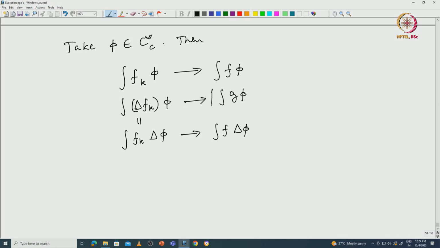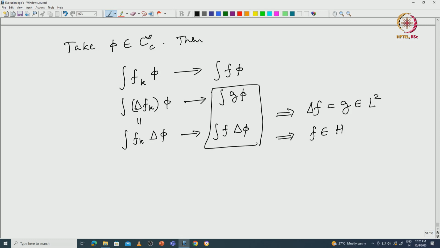And now if you look at these things, just conclude that the Laplacian of f equals g in the weak sense, but g is in L2. So that means the weak Laplacian of f is in L2, and again use the Fourier transform to conclude that f is in H2. So the arguments are not always straightforward, they are using several properties, so you have to do them carefully.